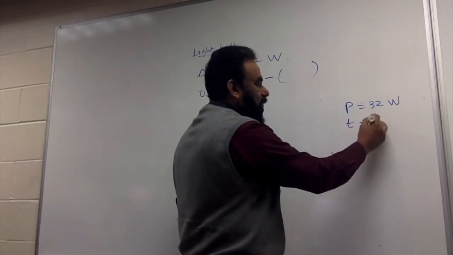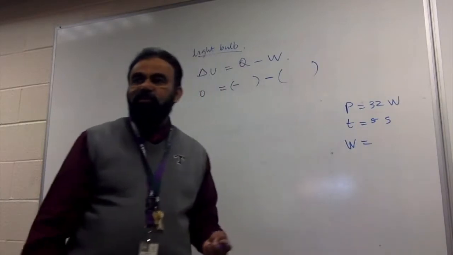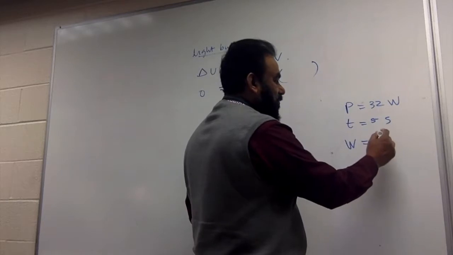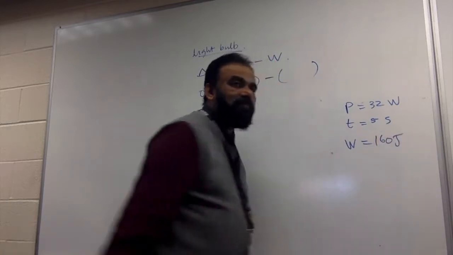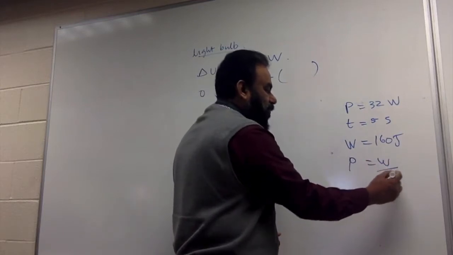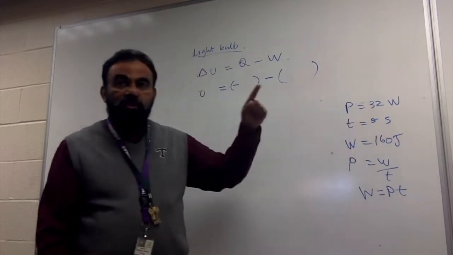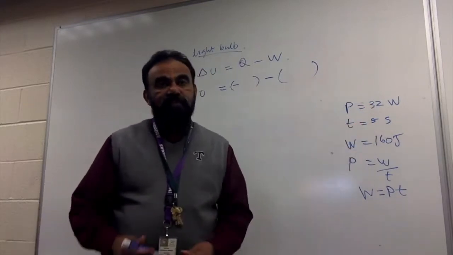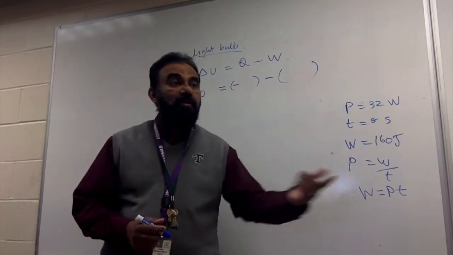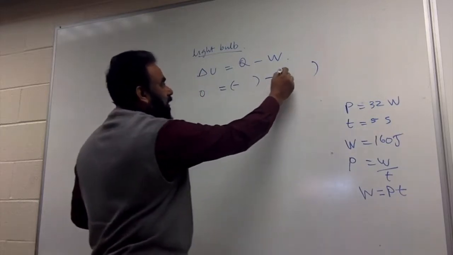So in a period of 5 seconds, how much is the energy? How much work is electrically done on it? Someone said it: 160 joules. You know this. Power is equal to work over time, so work is power times time. So 32 watts times 5 seconds gives 160 joules of work done on it. Positive or negative? Negative. So it's negative 160.